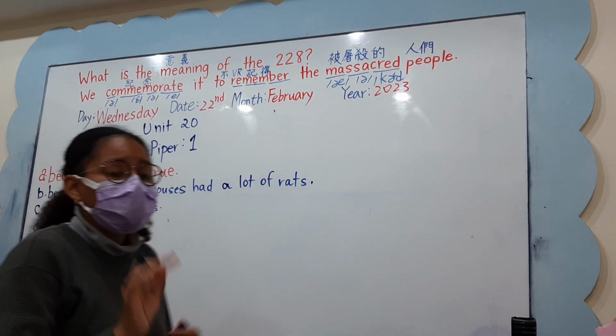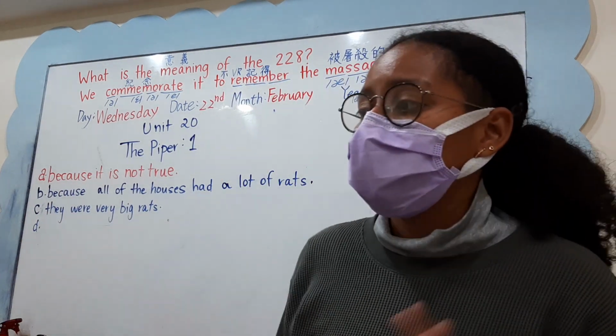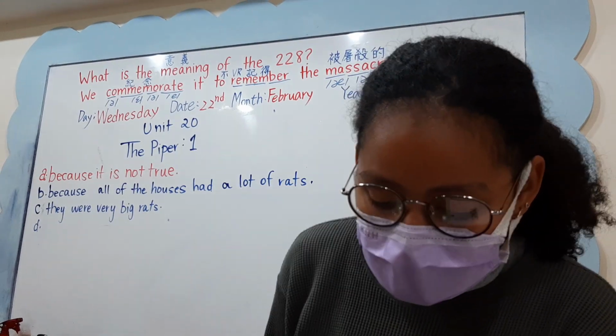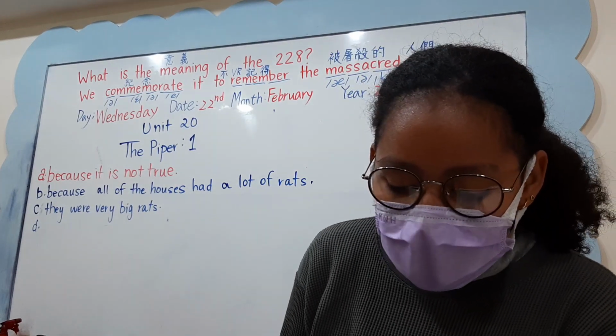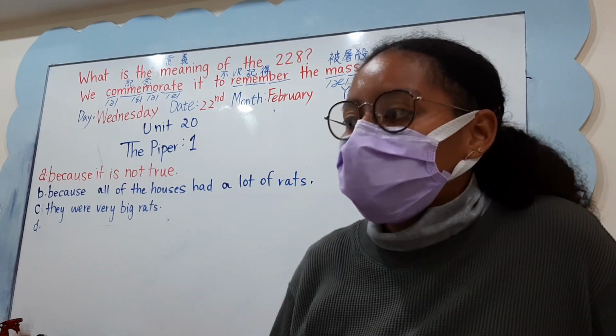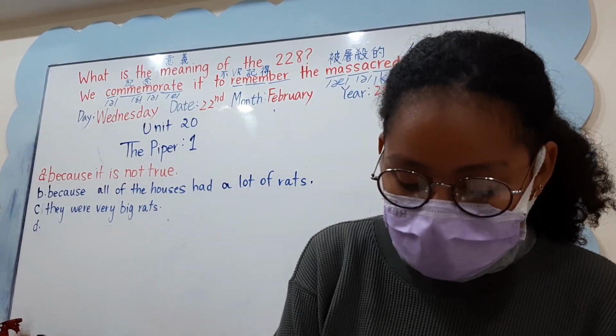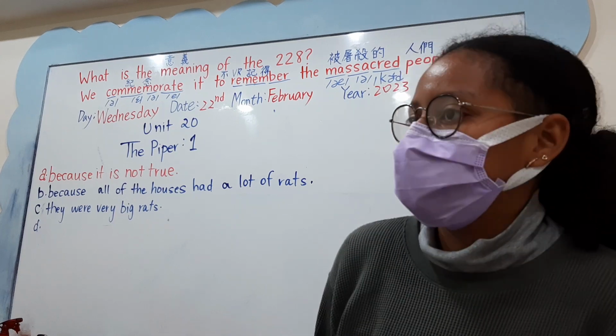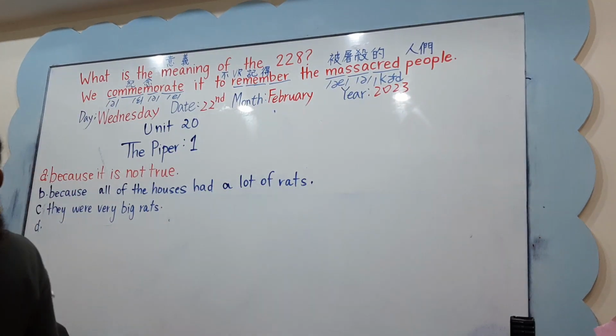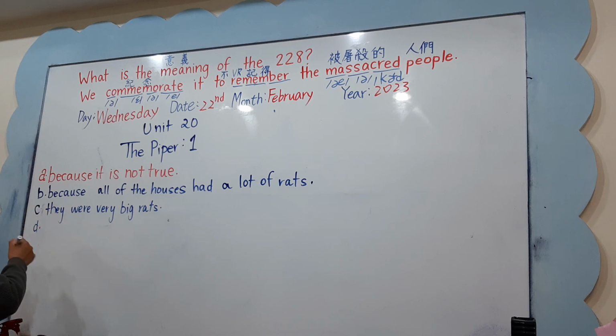So the rats were so big that they could fight with the dogs, they could kill the cats, they ate all the food, and they could even bite the children. They were so big. So D, where did the rats make their nest? Where did the rats make their nest?